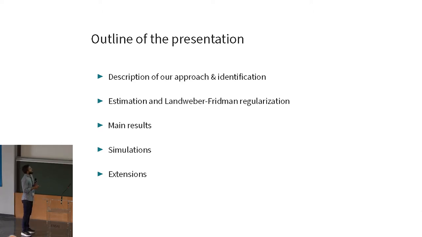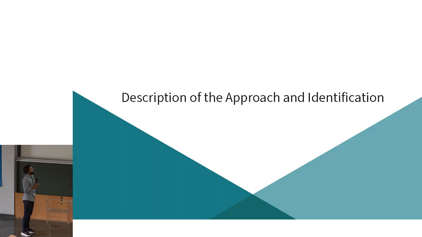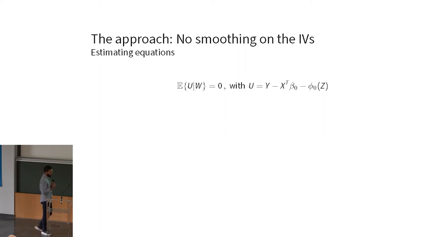So the goal is to estimate beta and phi by using this conditional moment equation. Now, the first step to avoid the smoothing on the instruments is to transform this conditional moment into a continuum of unconditional moments. And to this end, we use some results on invariance.